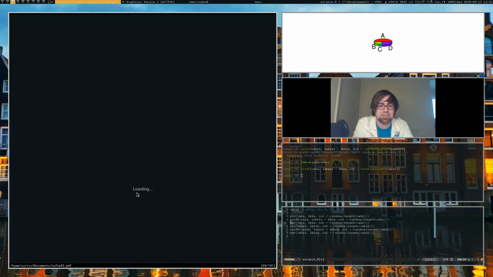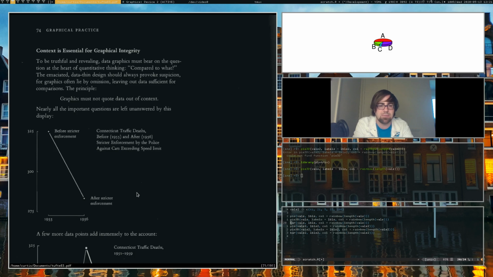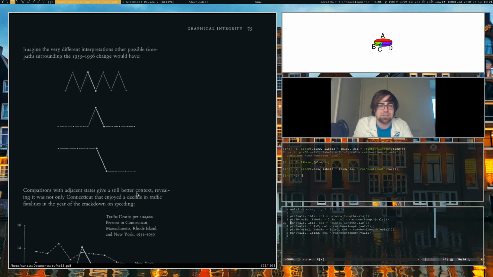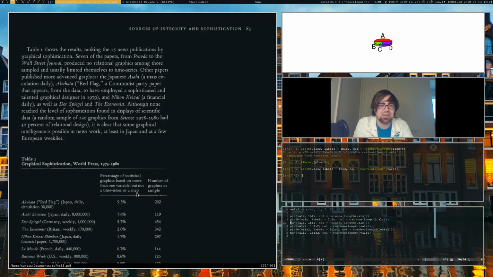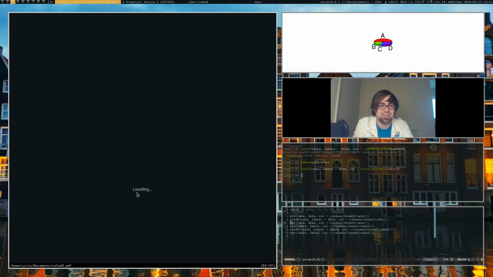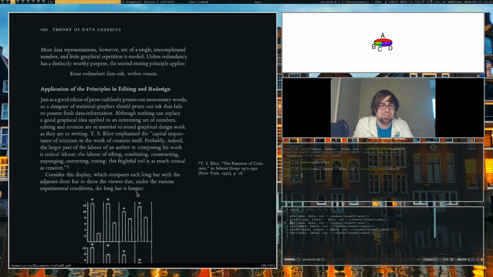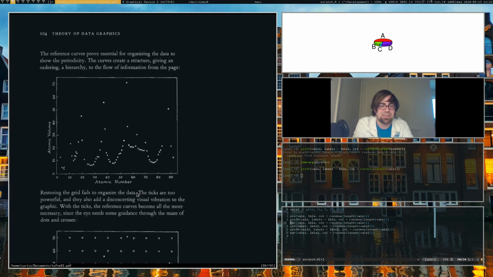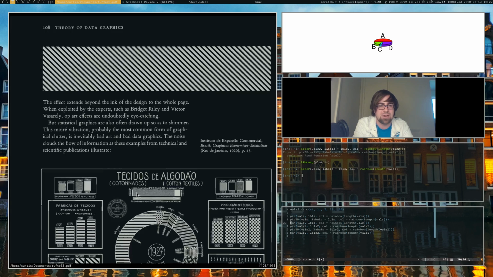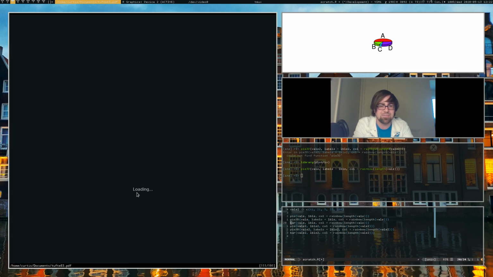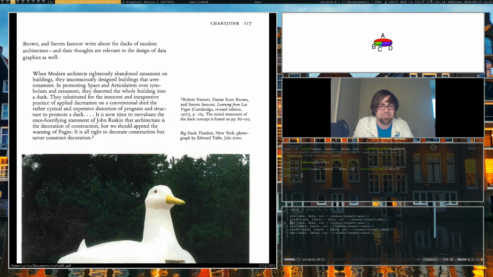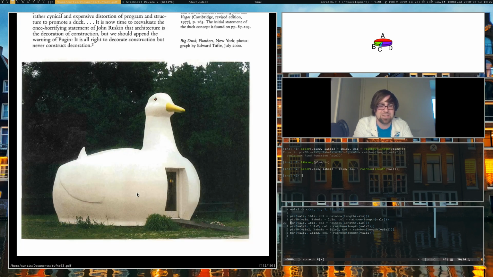Where is the duck? So the duck, the duck. This is a good book to check out, by the way. It's very readable. Yeah, we're getting near the duck. This is a duck. This is a building, but it's a duck. It's awful.